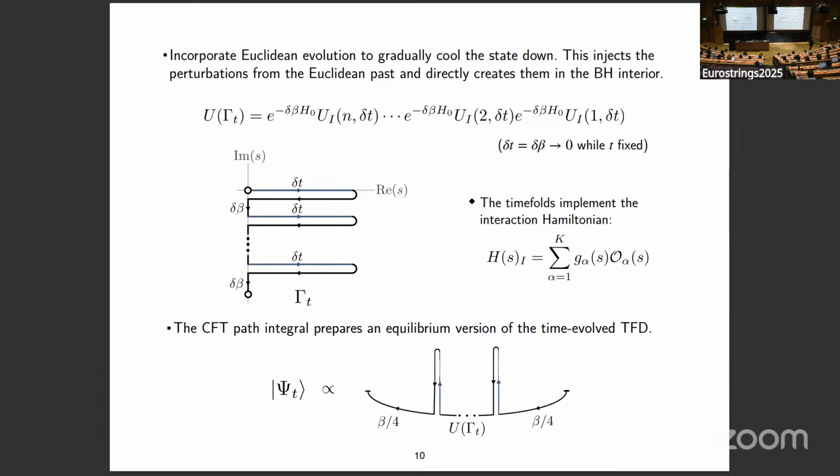And what we will do is to prepare states of two CFTs just by performing the CFT path integral along this complex time contour. Okay, so this will prepare some state at time t for a single realization of the couplings. And given that we are considering random couplings, we will have an ensemble of states at fixed time t.